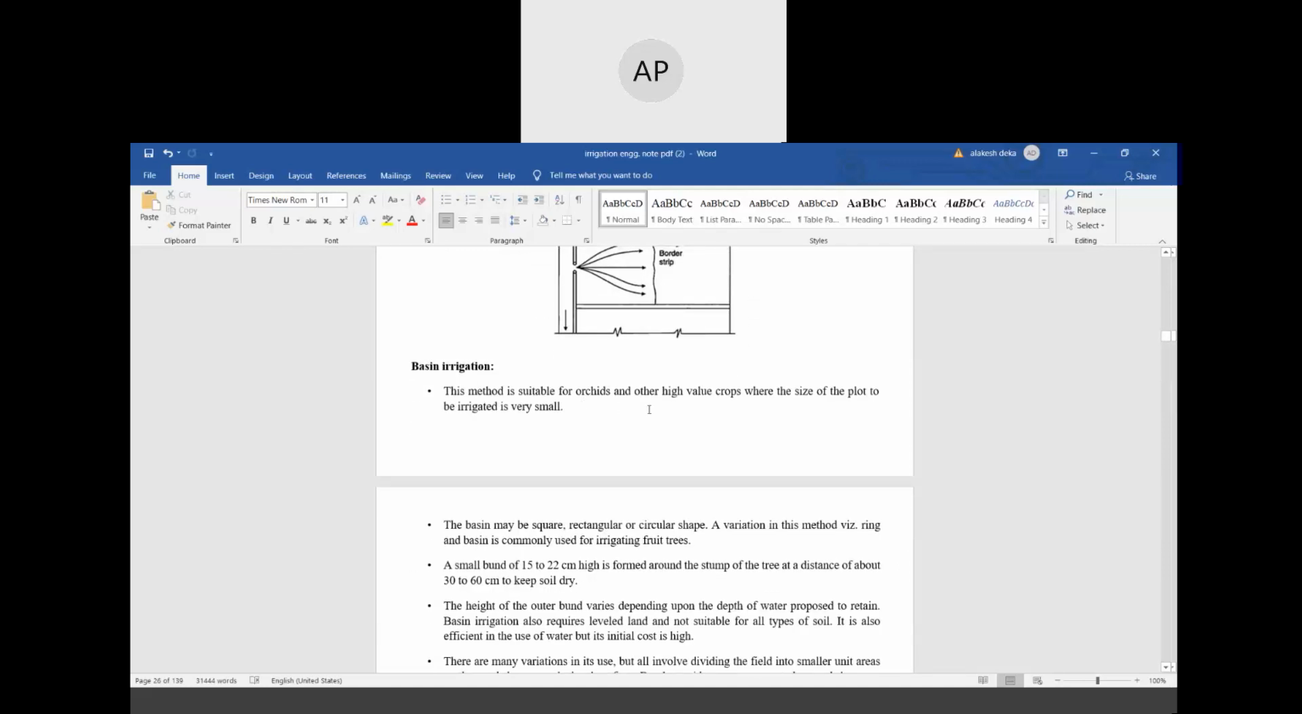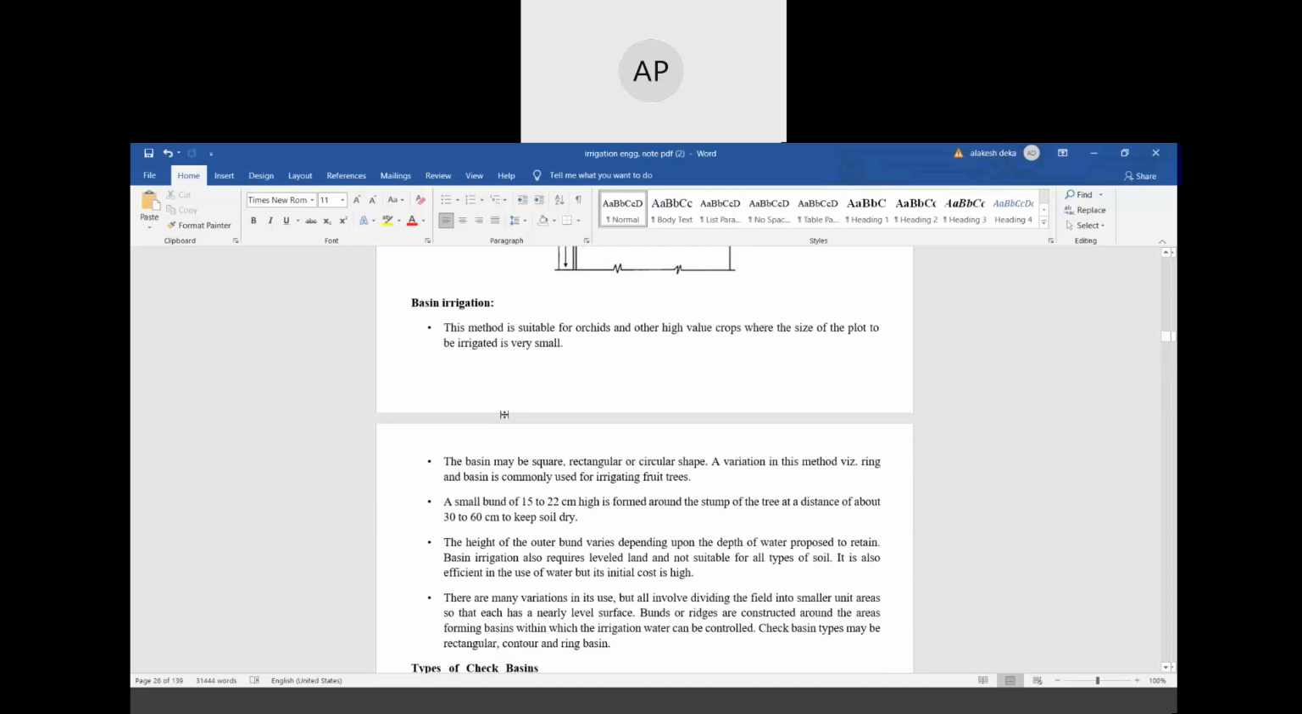This method is suitable for orchards and other high value crops where the size of the plot to be irrigated is very small. A basin may be square, rectangular, or circular. A variation in this method, that means ring basin, is commonly used for irrigating fruit trees. A small band of 15 to 22 centimeter high is formed around the stump of the tree at a distance of about 30 to 60 centimeter to keep the soil dry.